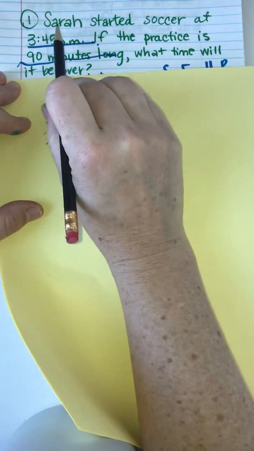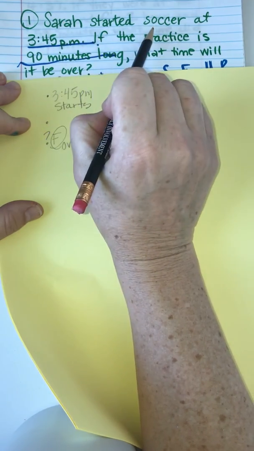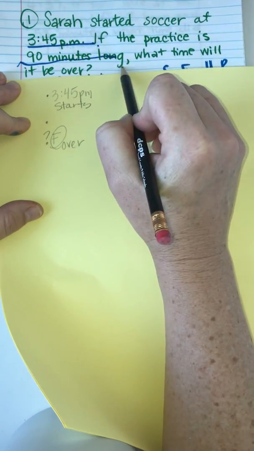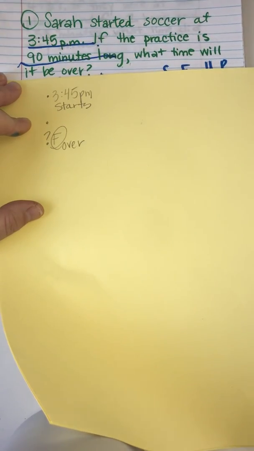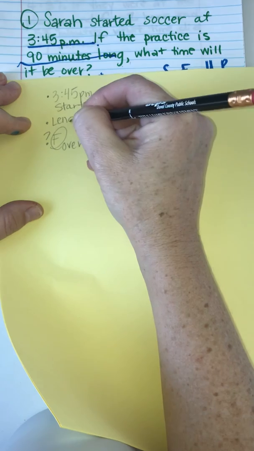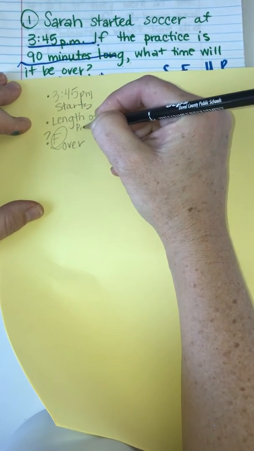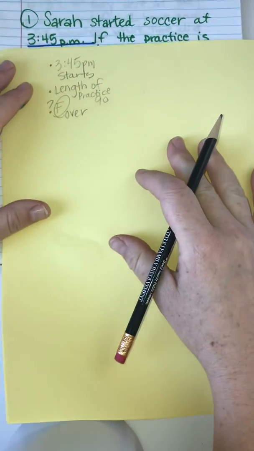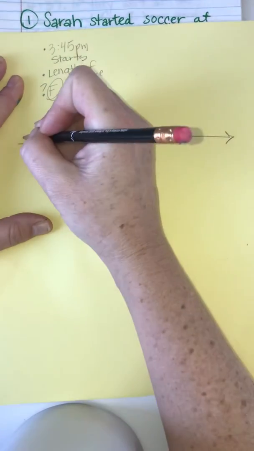And let's reread and see what information we know in the story problem. Sarah started soccer at 3:45. If the practice is 90 minutes long, what time will it be over? Let's think through that. So I know the length of the practice, 90 minutes. So now a great strategy for this kind of problem is an open number line.